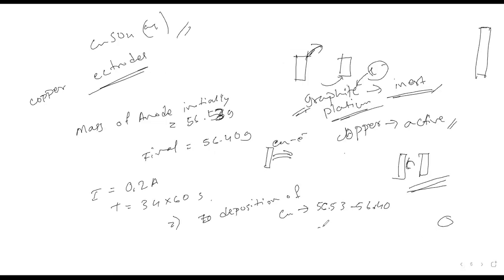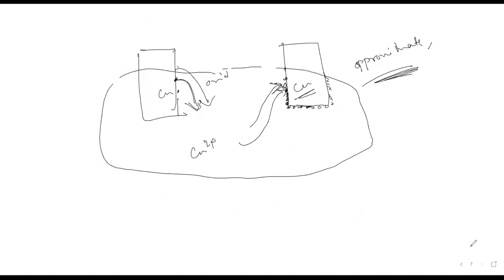Now the difference was what? The difference was 0.13 gram. Now this much copper was deposited or removed with the presence of how much charge? Q equals IT, which gives us 0.2 into 34 into 60, which is 408 coulomb. Now, before doing the calculation, we need to write the equation. I'm sorry, I tend to forget things.